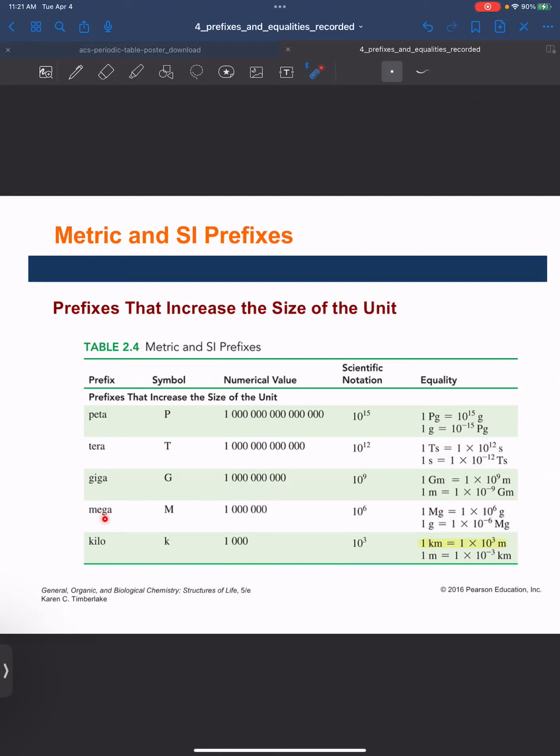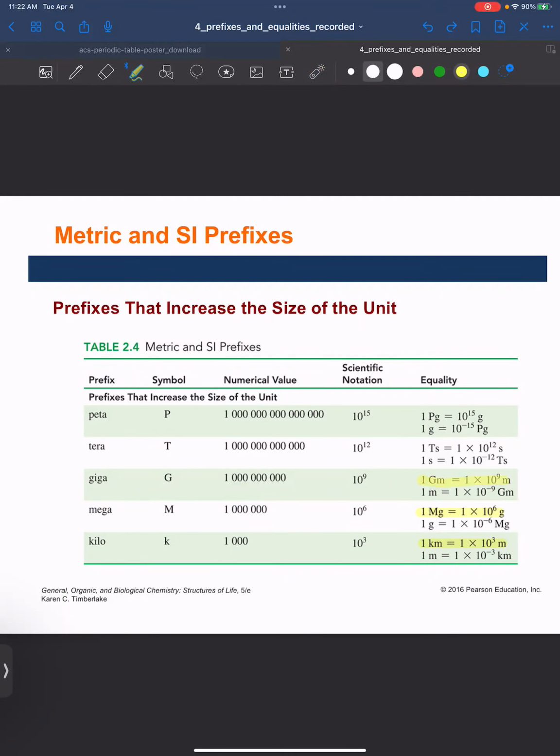The next prefix is mega, and that is represented by a capital letter M. And that is a million, or 10 to the 6. So 1 megagram is equal to 1 times 10 to the 6 grams. That mega represents that value there. Giga is a billion, or 1 times 10 to the 9th. And so 1 gigameter is equal to 1 times 10 to the 9th meters.